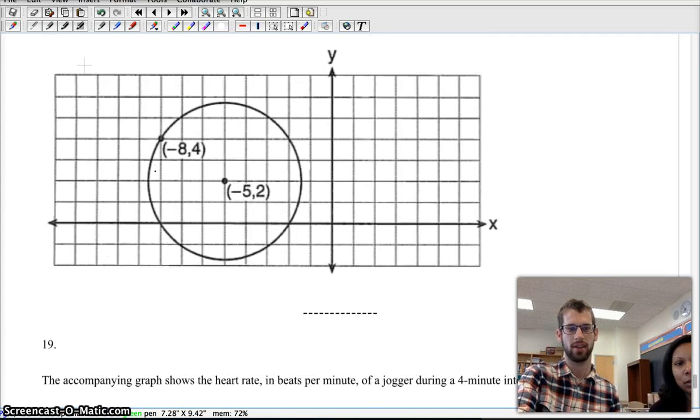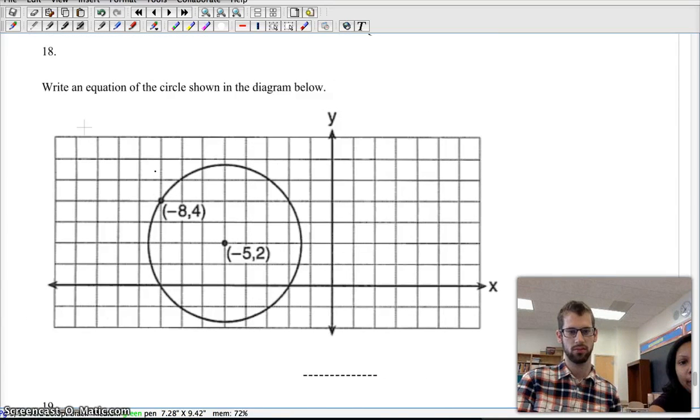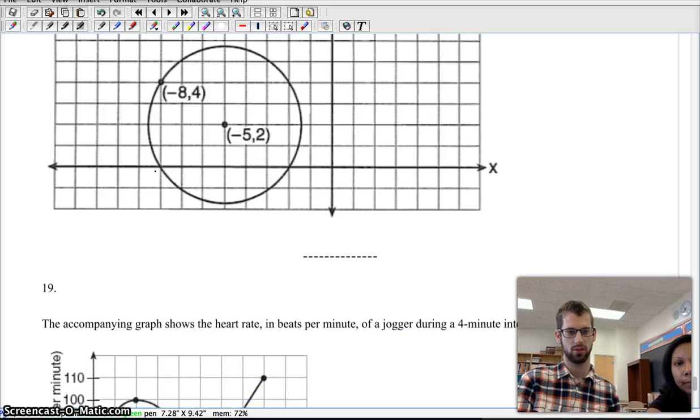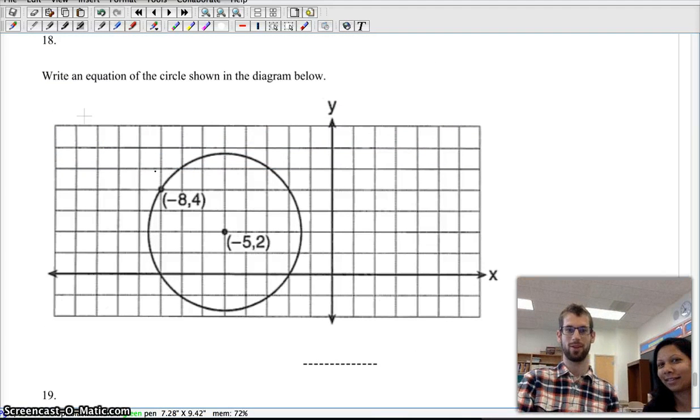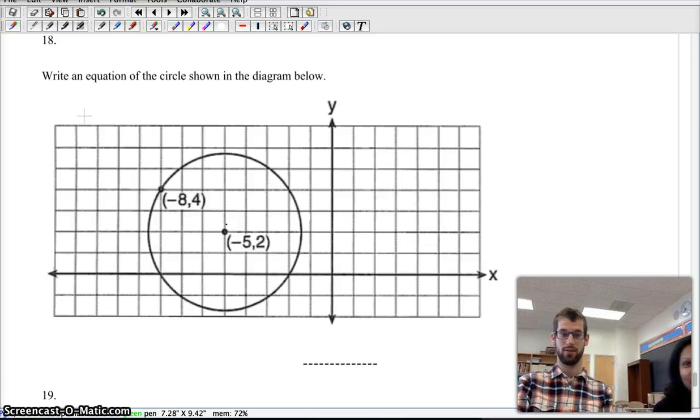All right. Again, it's asking us to write an equation for this circle shown below. Wait, let's go down to the bottom. Oh, there are no answer choices. This is one of those part 2 questions. Very important.